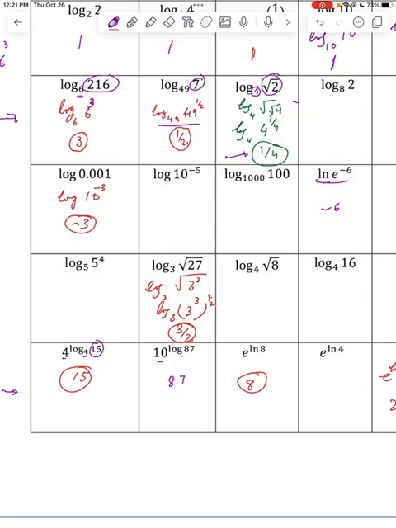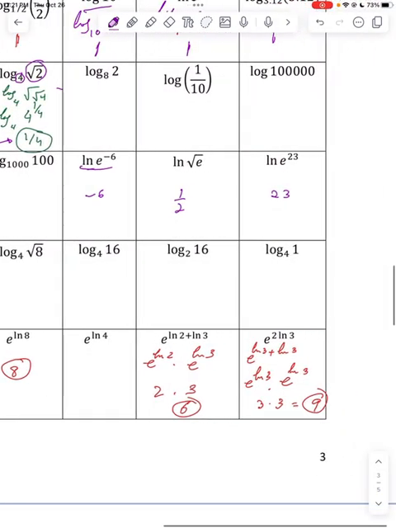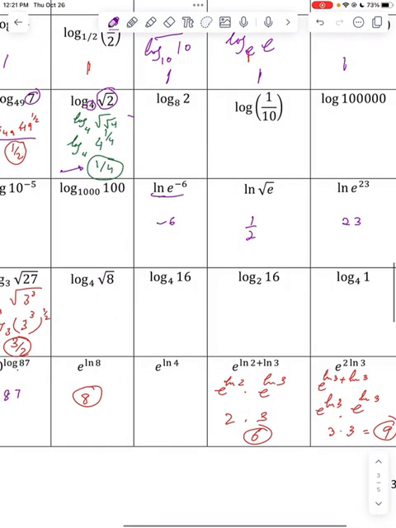Next one, e raised to ln of 8. ln of 8 means log base e of 8. So the base is the same, so we get 8. So this is, again, we'll get 4.